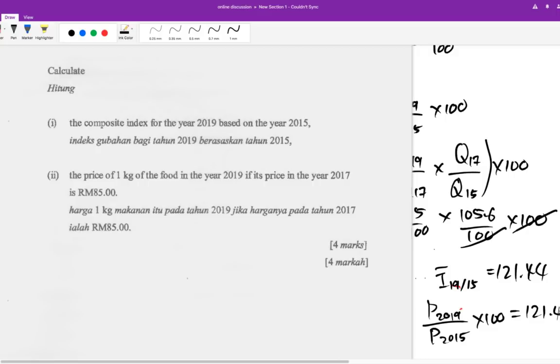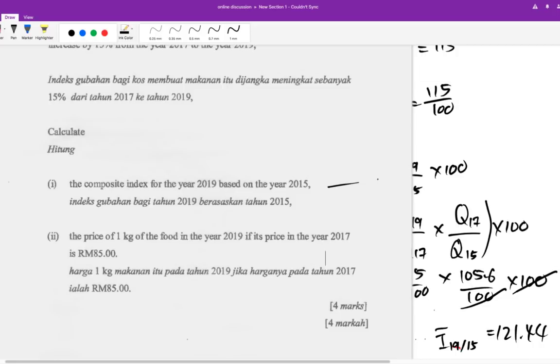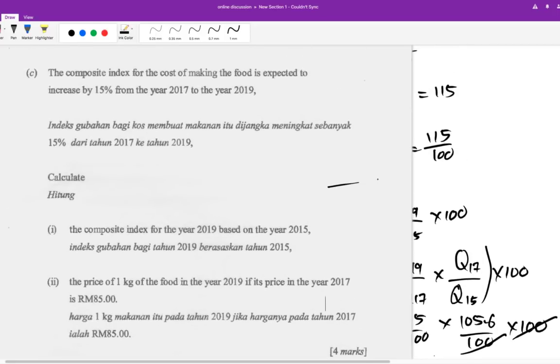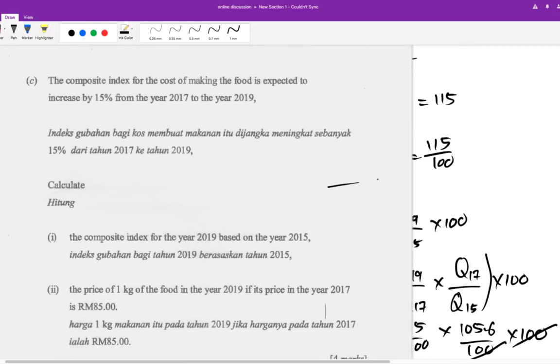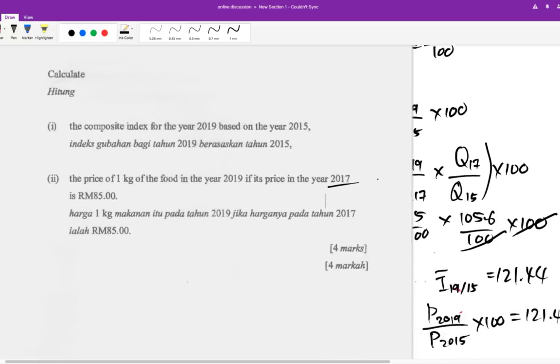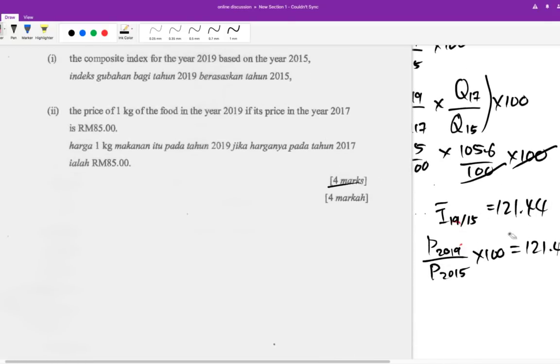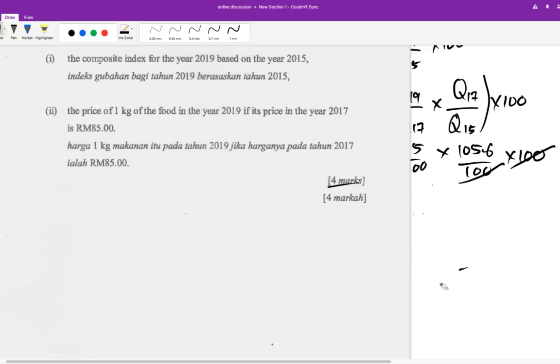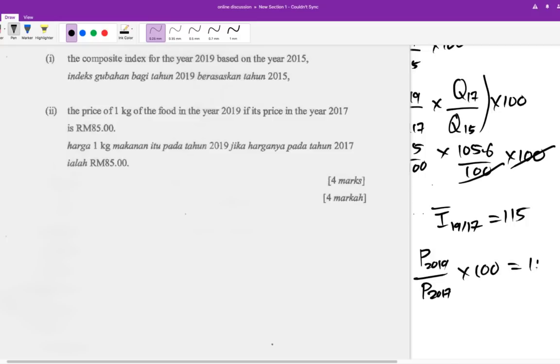Okay, this one is 2017, it's not related. So for 2017 we have to go back to the price index from 2019 to 2017. It is 115. Since I thought it was given in the question, this one is wrong. So the index number from 2019 to 2017 is 115. So this is price for 2019 over price for 2017, multiply 100, you will get 115.